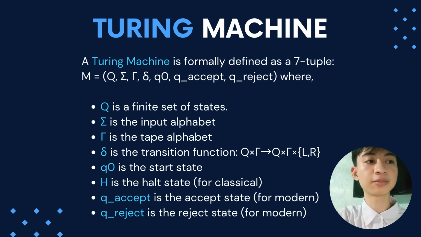symbol of the cell and outputs the state in which we will transition, and the new value of the cell, as well as the direction to which the head will move, which can either be left, right, or it can also stay at the same position. Next is Q0, which is the initial state, and the halting state, which is for the classical model, and the accept and reject states, which are included for the modern model.